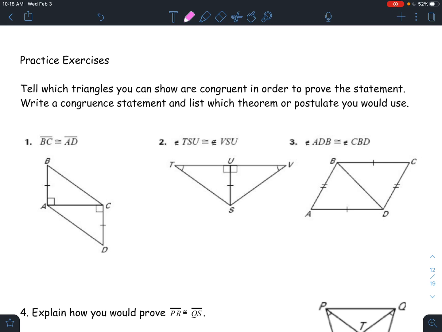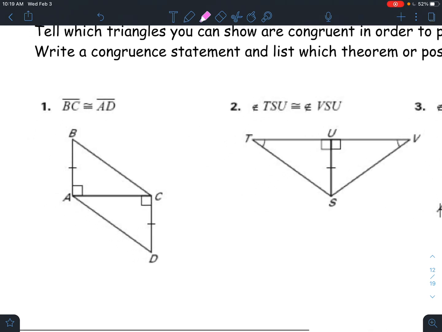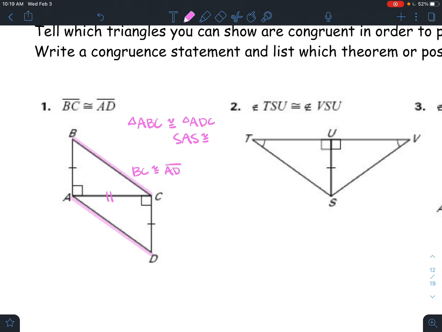So if we take a look here, we want to prove that BC is congruent to AD. So here's BC and AD. And when I look at these two triangles, I can tell that they share AC. So I know that triangle ABC is congruent to triangle ADC by side angle side congruence. And then our next step would be to say that BC is congruent to AD because corresponding parts of congruent triangles are congruent.